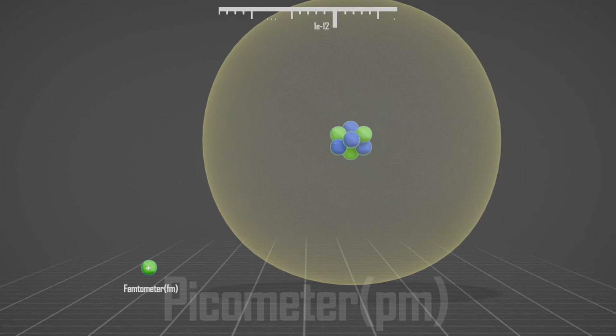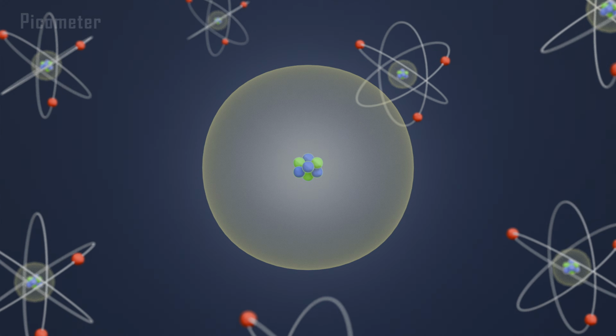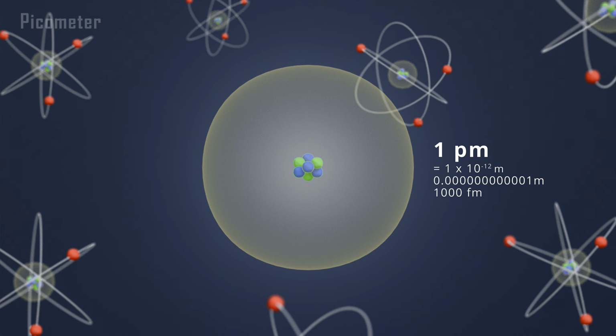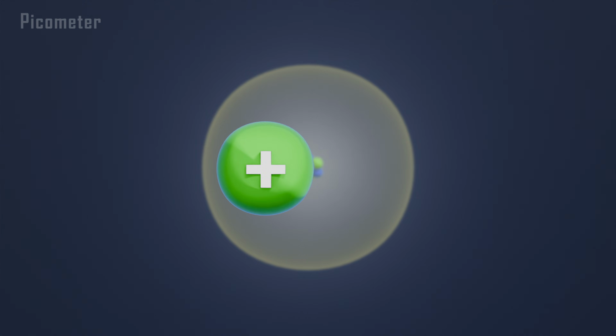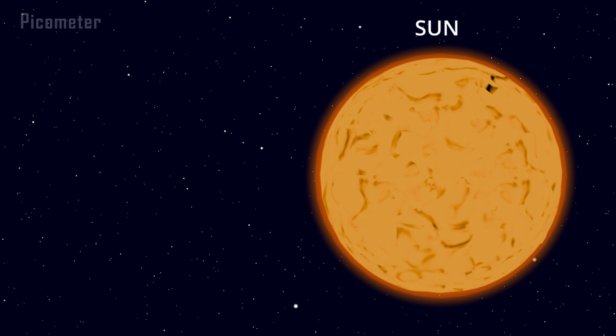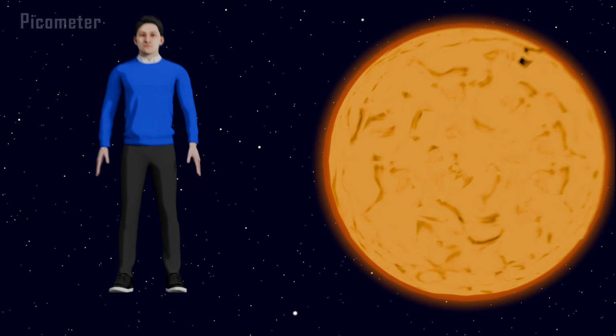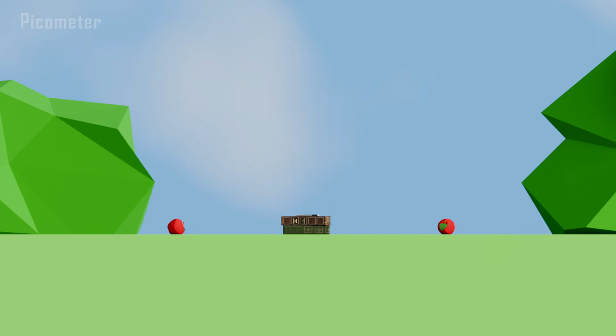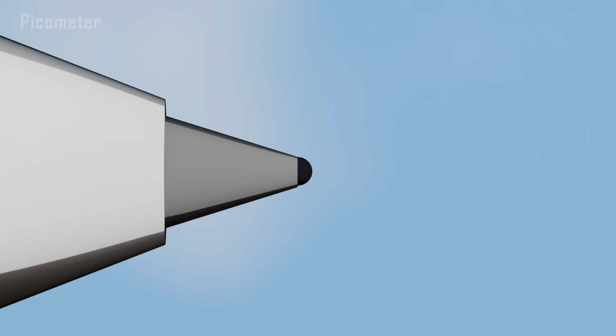Next, we have picometer. One picometer is a trillionth of a meter, or 1,000 femtometers, so imagine 1,000 plus protons. Once again, if humans were the size of the sun, then one picometer would be about the width of a ballpoint pen tip in real world scale.